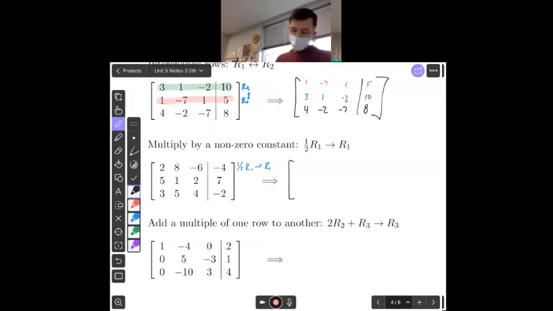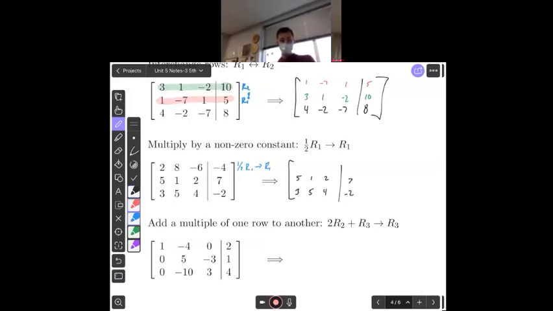But because I'm only messing with row 1, I'm not messing with row 3, so I'm going to write row 3 first: 3, 5, 4, -2. I'm not messing with row 2, and using your finger to help you keep track of numbers so you don't make a transfer error is really helpful. You're talking to yourself: 5, 1, 2, 5, 1, 2, 7, 7.